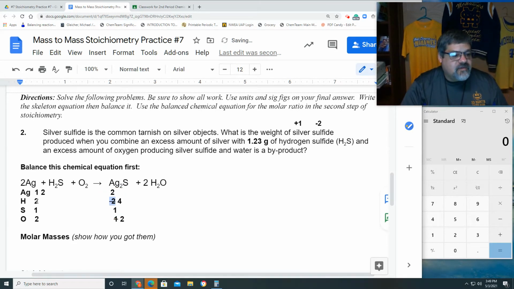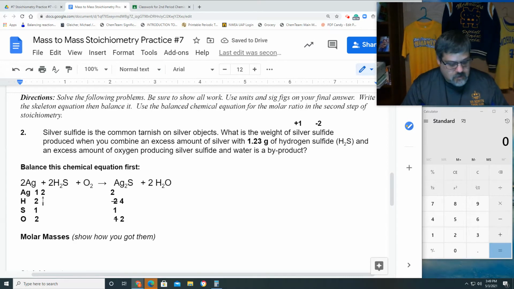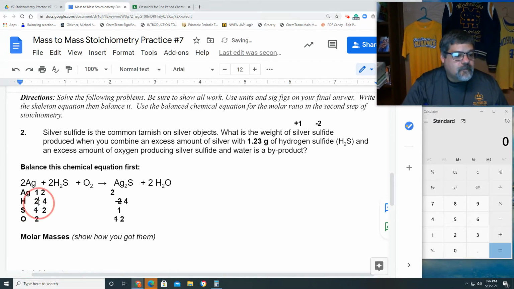Okay, so now I got to make hydrogen on this side 4, so we're going to go to our front one in front, and we're going to put a 2 right there because 2 times 2 is 4. That changes that to a 4. It also changes my sulfur to a 2. We'll go ahead and get rid of this, and this one. And then we're going to go ahead and look on this side.